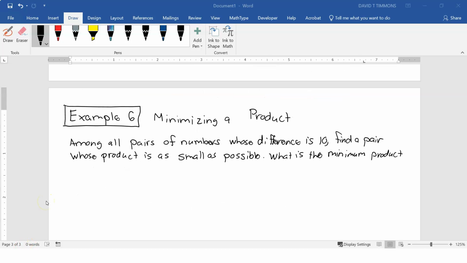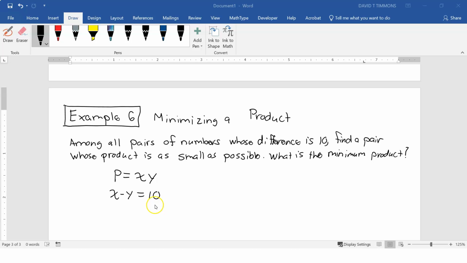Let's look at another example of looking for maximum and minimum values involving quadratic functions. In example 6, on page 357 of your text, we'll see this example minimizing a product. Among all pairs of numbers whose difference is 10, find a pair whose product is as small as possible. What is the minimum product?